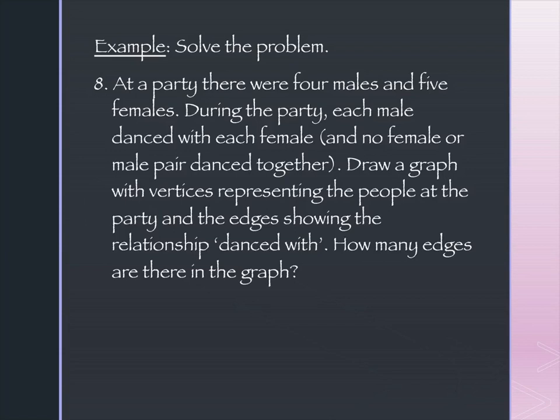We're going to draw a graph with vertices representing the people. So the people are the points, okay? And the edges are going to represent the dance that they had. Got it? The points and the edges represent not sidewalks and buildings, but people and dancing. All right? And the question is, how many edges are there in the graph?